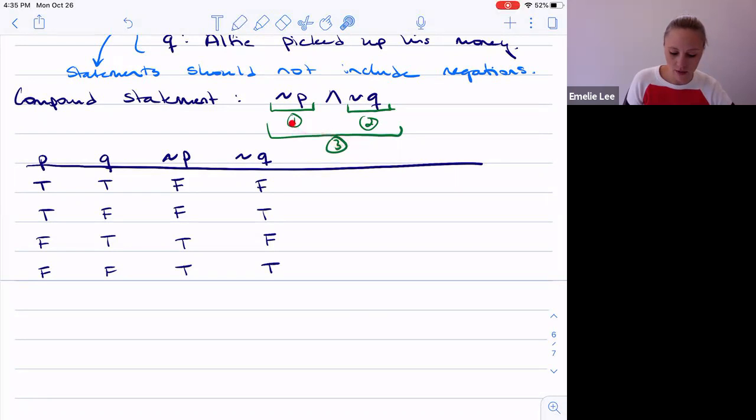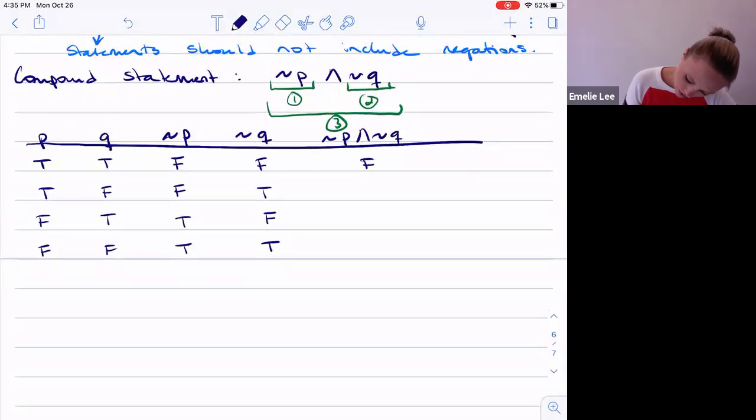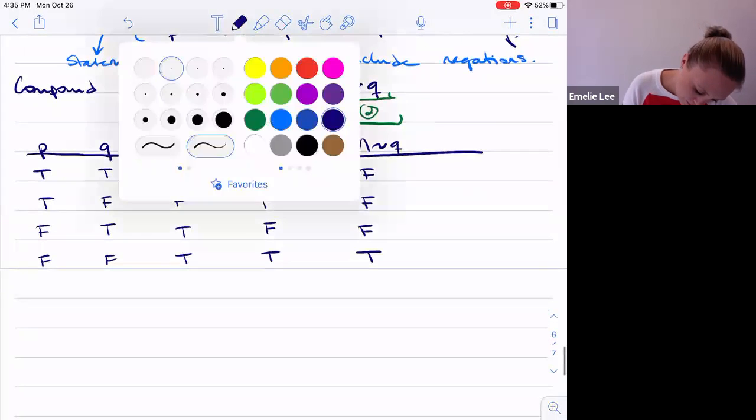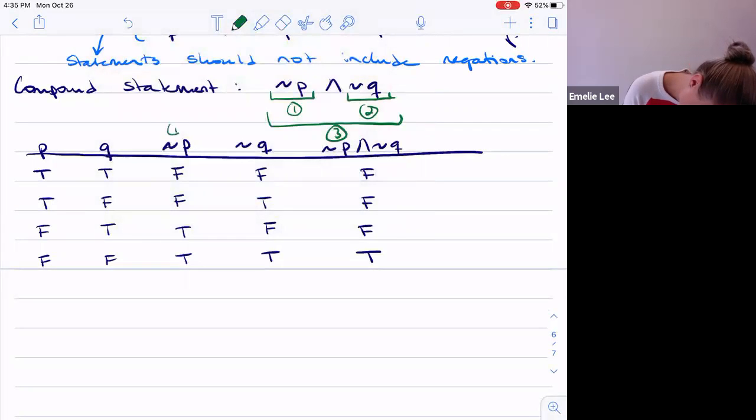And then finally, I want to look at not P and not Q. But I can just look at these last two columns and see where they're true together. So here, not P and not Q: false and false makes false. False and true makes a false. True and false makes a false. And true is the only time that I can get a true. So here, this is my first one, second one, and this is my third one.